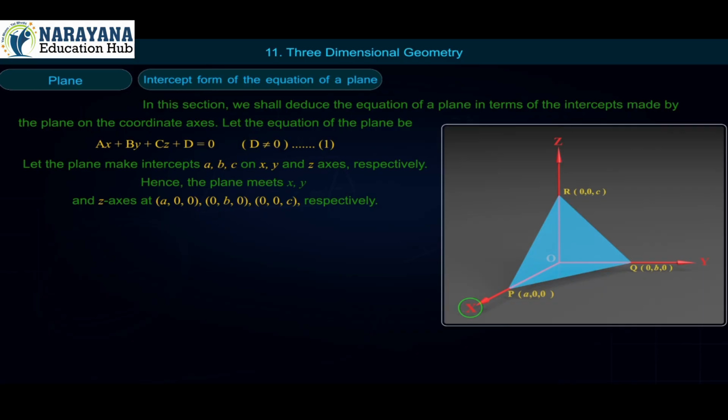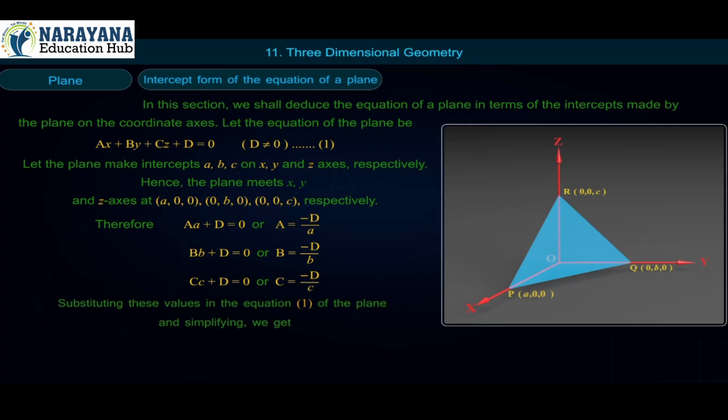Hence, the plane meets x, y and z axis at (a, 0, 0), (0, b, 0), (0, 0, c) respectively. Therefore, A into a + d = 0 or a = -d/A. B into b + d = 0 or b = -d/B. C into c + d = 0 or c = -d/C.